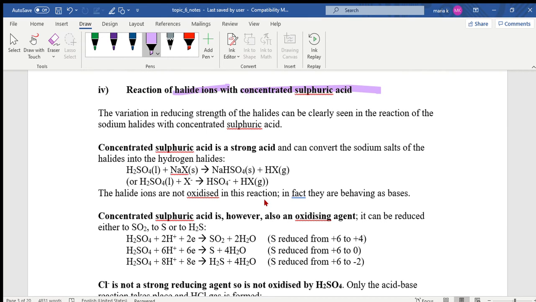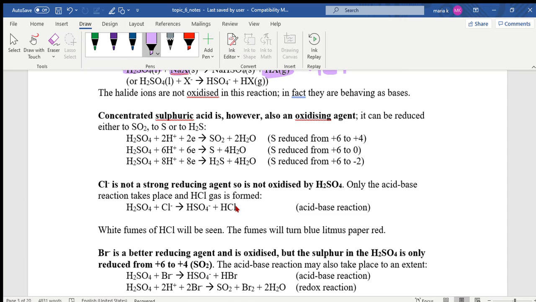Now, this is quite interesting. Okay, let's take a look at this example here. The variation in reducing strength of the halides can be clearly seen in the reaction of the sodium halides with this. Okay, so here's the sulfuric acid and Na halide. It forms this strange compound with an H here and an H here. So it forms that acid here, HCl for example, and it leaves one H in front of the sulfate. Okay, so there we go.